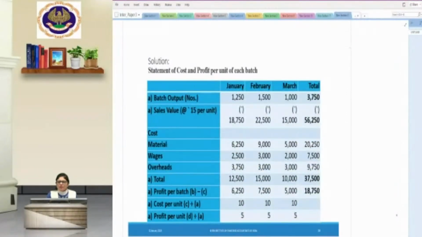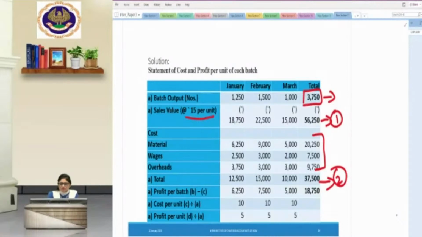So we have the total units of the batch for all the 3 months. Selling price we have, because sales per unit is given in the question. You just have to multiply it with the number of units. So 15 into 1250, 15 into 1500, 15 into 1000. So sales we have, cost we have calculated. This is the total cost. Clear? So sales minus cost.